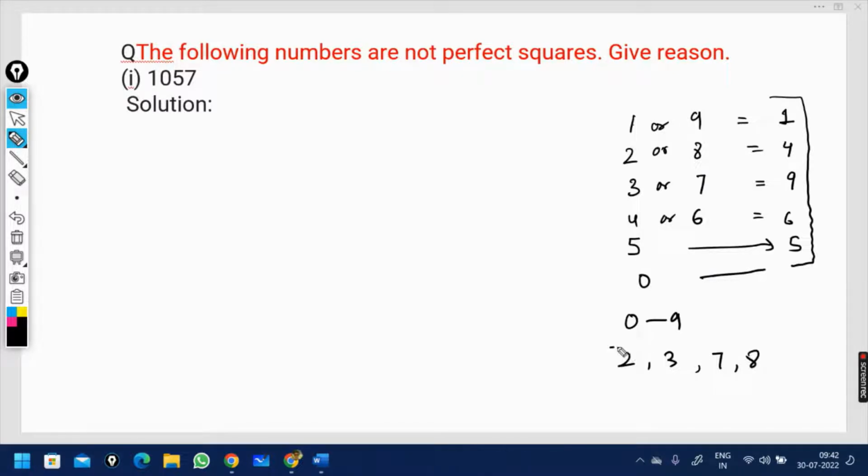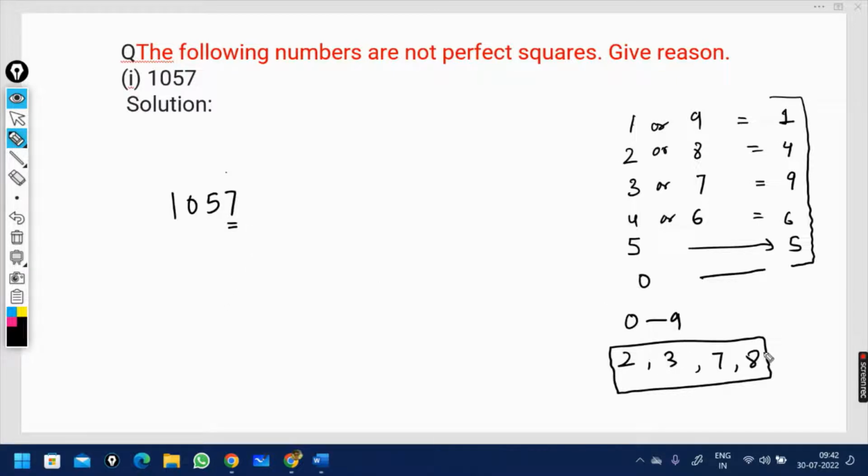So that means if any number is ending with 2 or 3 or 7 or 8, that number is definitely not a perfect square. So we have a number here, 1057. Is this a perfect square? Tell me. So no, it is not. Why? Because the digit at the ones place or units place is 7.